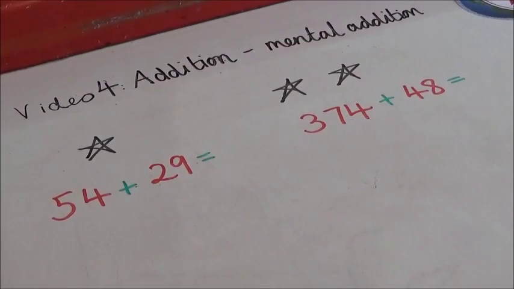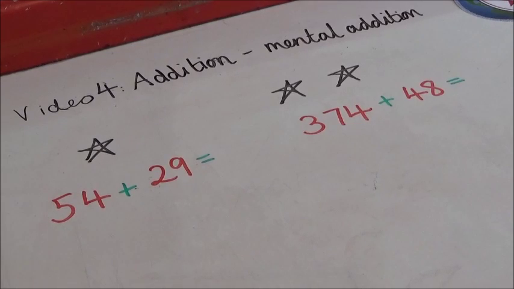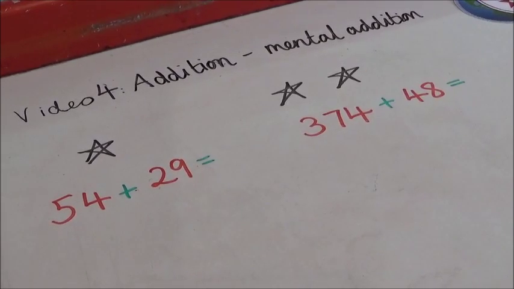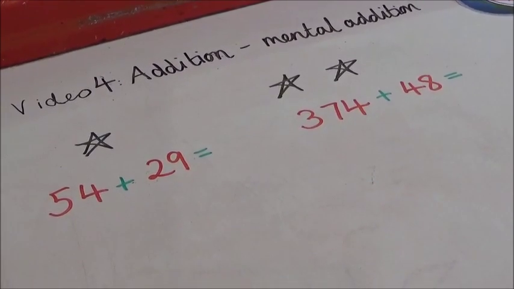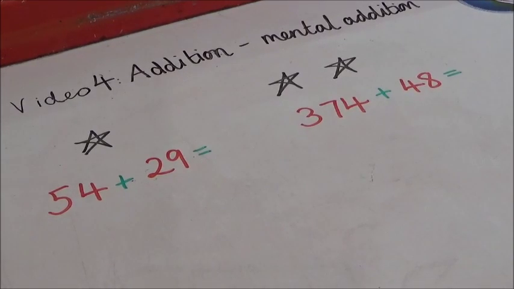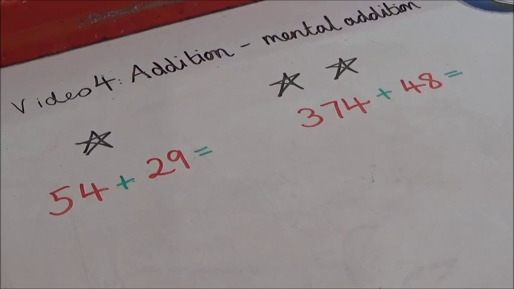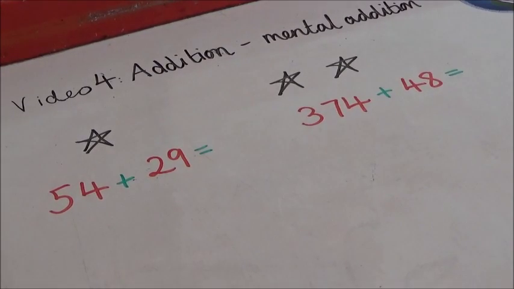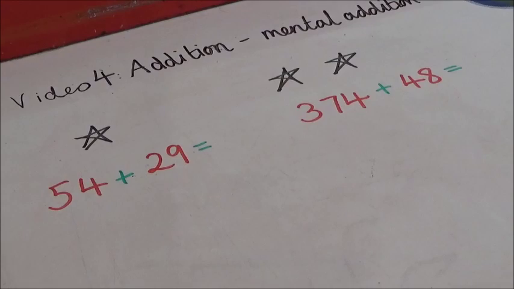Here are some questions for you to have a go at. The 1 star is a little easier, the 2 stars a little more difficult. Have a go at either doing one of the fluent methods or just by adding the tens and the units with a number line or trying to do it in your head mentally. Pause the video to have a go and then we'll go through the answers together.